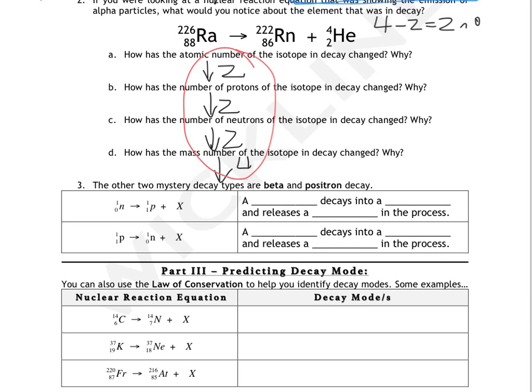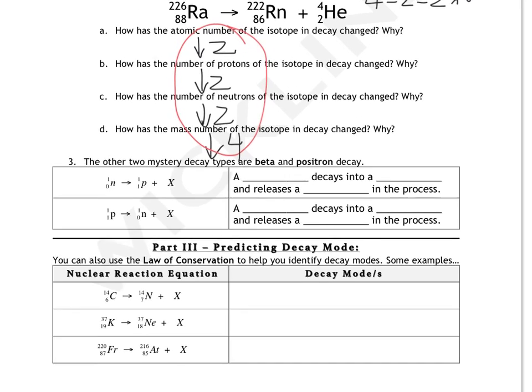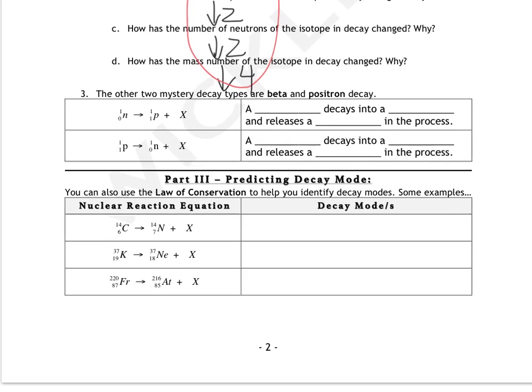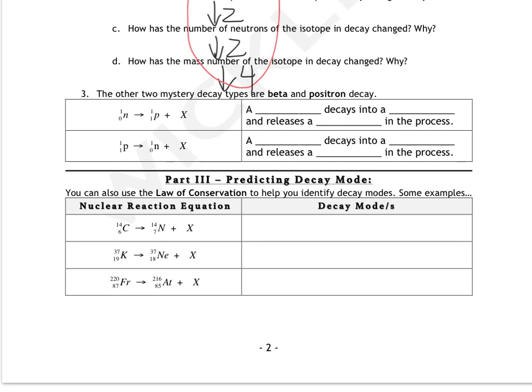All right, so the other 2 mystery decay types are called beta and positron. I have a little bit of math I can show you that can help explain their origin. So to start with, I'm going to zoom in just a bit.